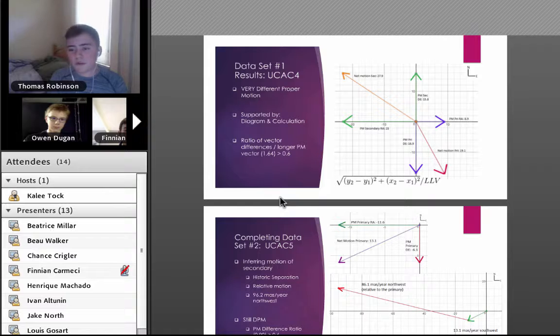The first step of our analysis was analyzing the first data set, which was the UCAC4 catalog. As you can see from the graph, as represented by the orange and red vectors, the stars are moving in completely different directions at completely different speeds, which suggests different proper motion. We also apply this to an equation, which, if above a certain ratio, suggests different proper motion. And both of these equations and graphs suggested our conclusion.